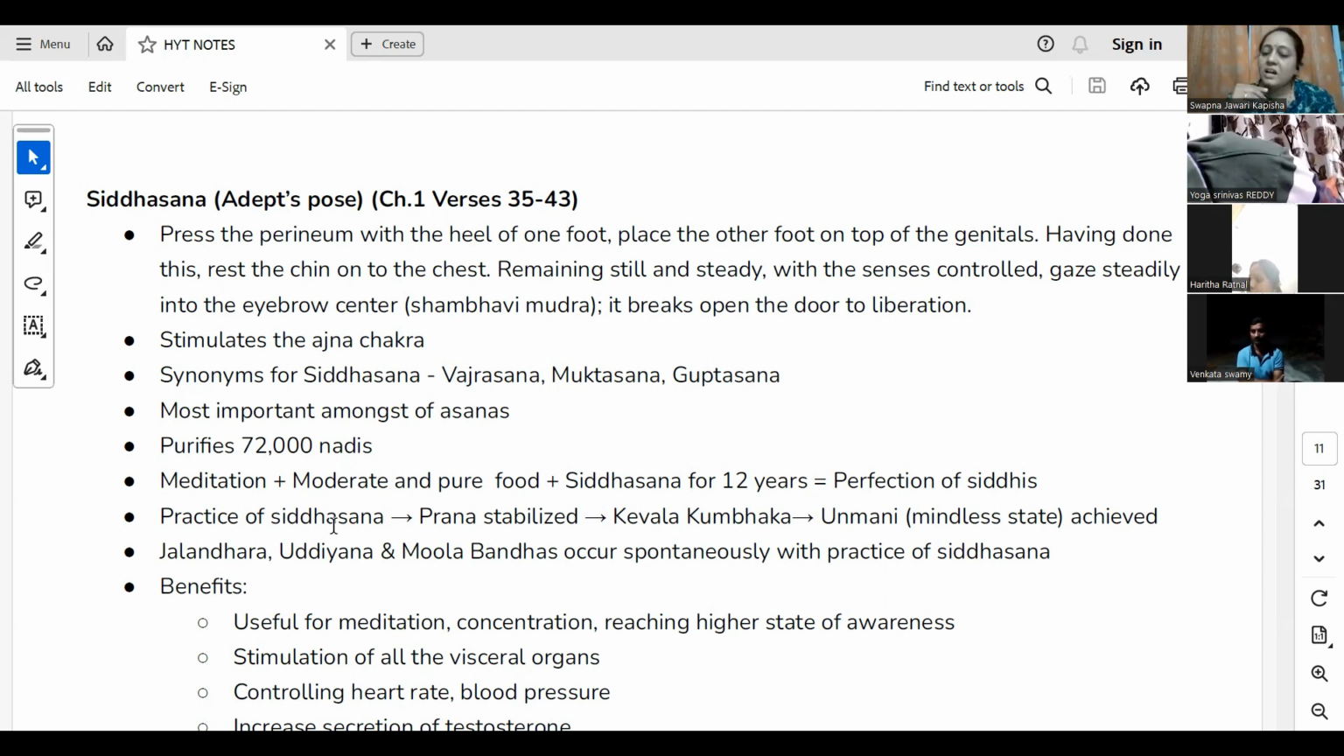If you are doing Siddhasana, automatically the three bandhas will occur: Jalandhara bandha, Uddiyana bandha, Moola bandha. So if you start practicing, spontaneously, automatically this throat lock or chin lock, then the stomach lock and the anus lock, it happens automatically.